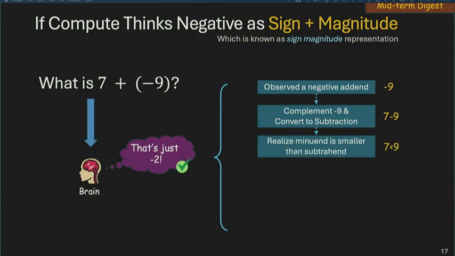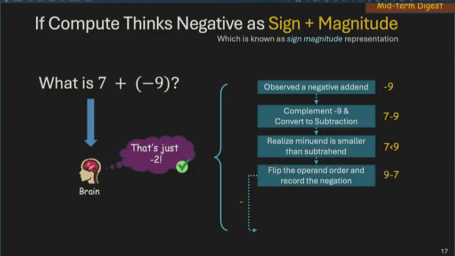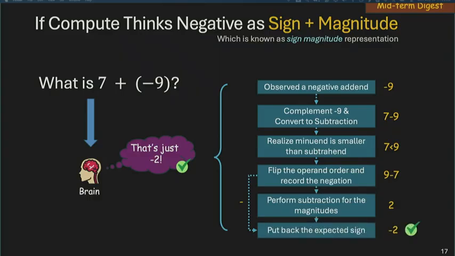And then you realize that the minuend is smaller than the subtrahend. So 7 is smaller than 9. So you probably have to flip the operation of those two numbers. And then remember to complement the result at the end. 9 minus 7 is, of course, 2. And with the additional complement, you get negative 2. It's pretty complicated. Well, you can do that immediately.